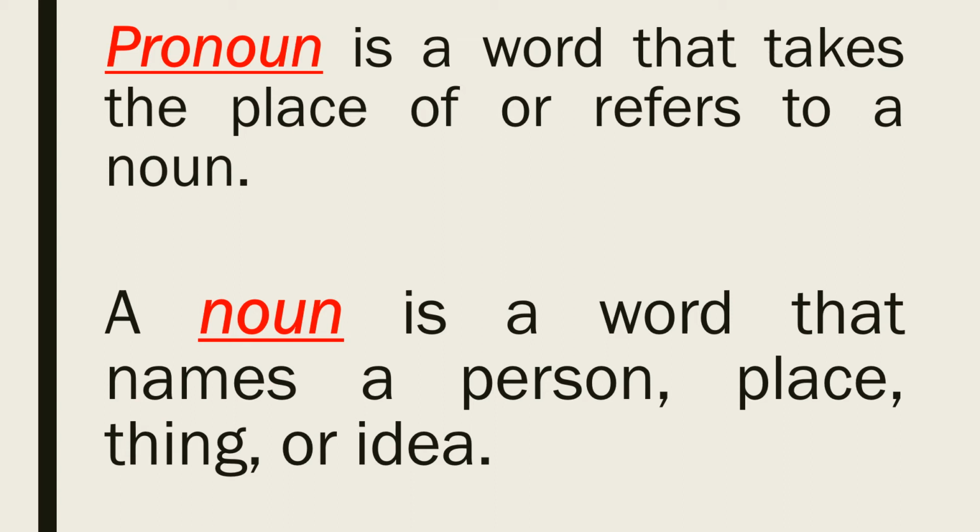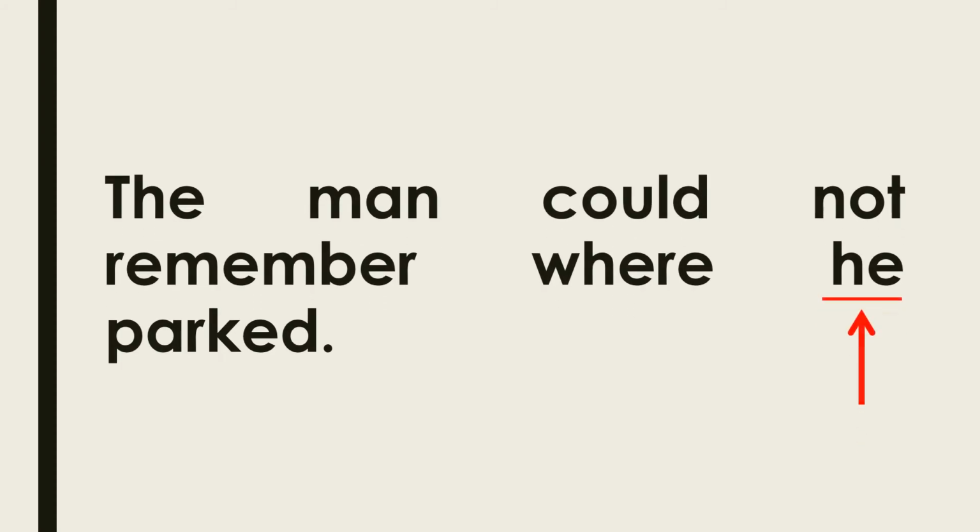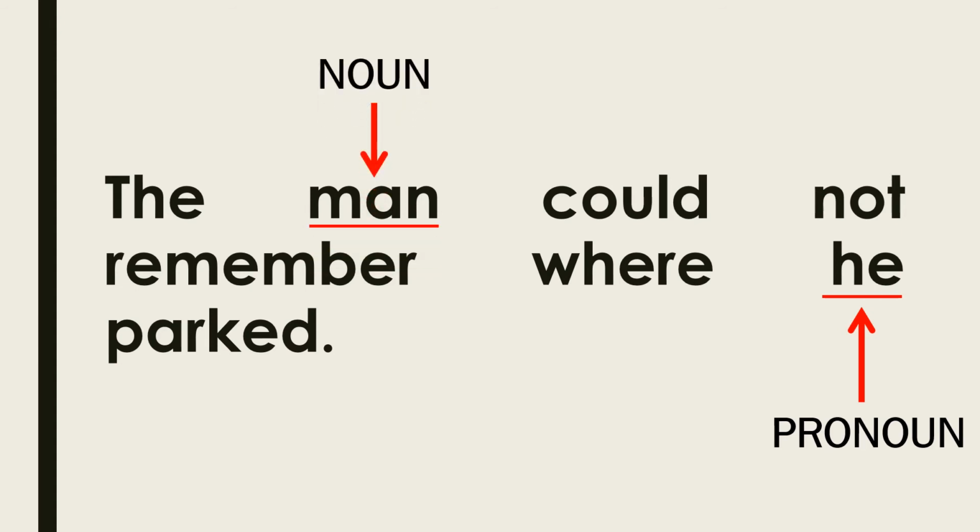Pronouns basically help us avoid saying the same nouns over and over. In our example sentence, the word he is a pronoun that takes the place of the noun man. Without the pronoun in the sentence, we'd have to say the man could not remember where the man parked. There's a special grammatical term that we use to name the word man in the sentence. Beyond just calling it the noun, in this sentence, man is an antecedent.